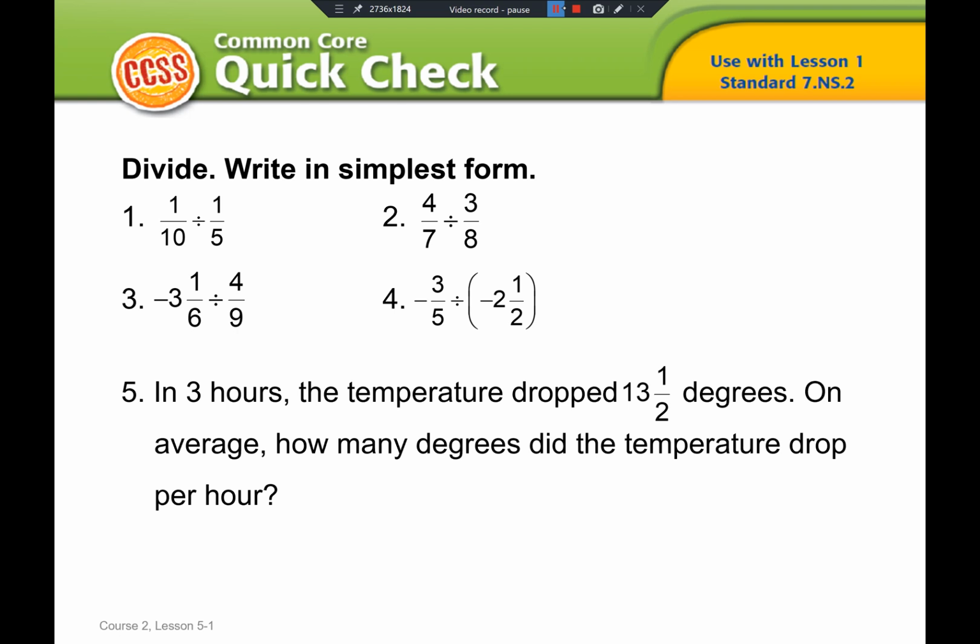All right, well, welcome friends to Chapter 5, Lesson 1. Go ahead and work through these problems. These are some review from when we were doing division of fractions. Work through these problems and check your answer when you're done.